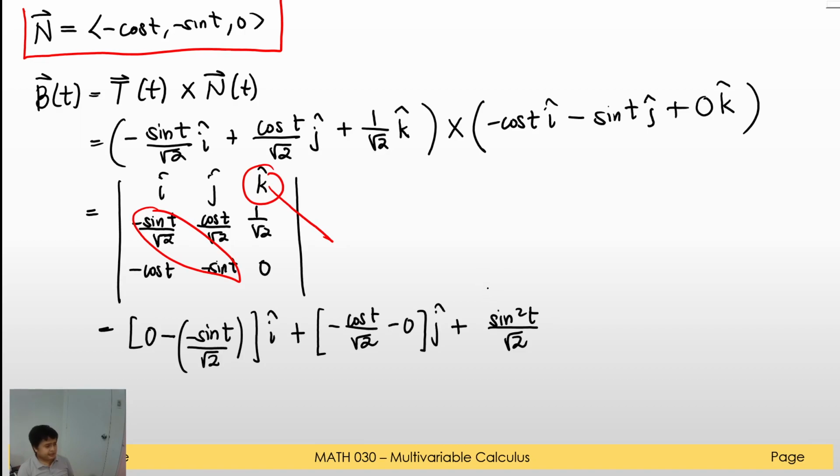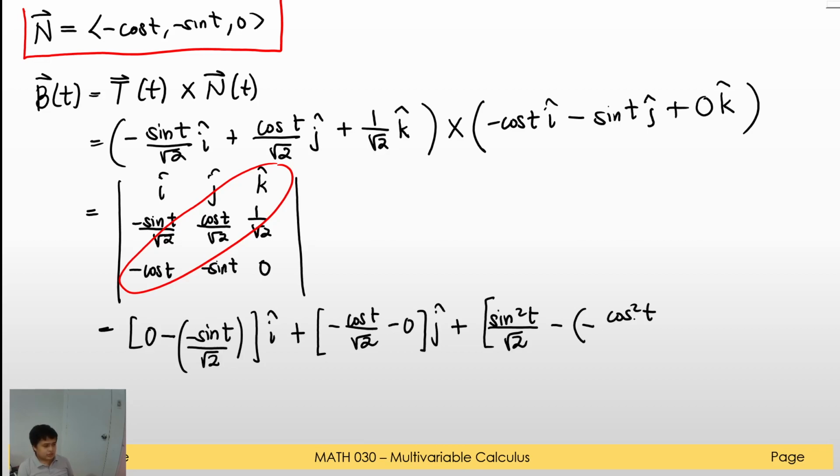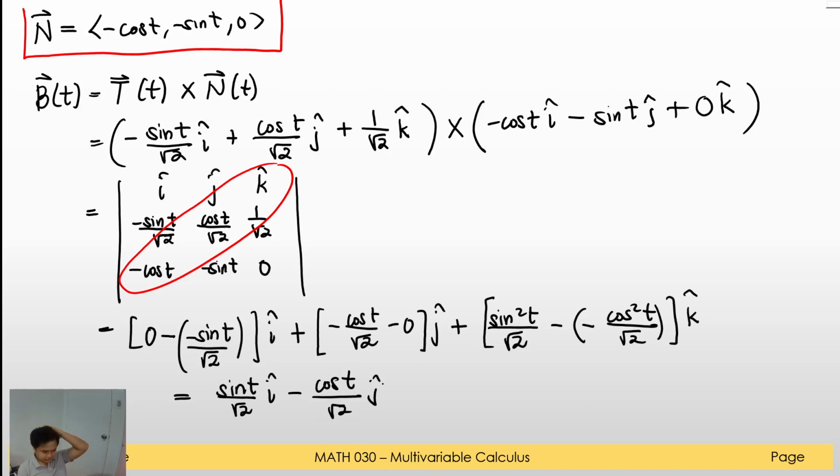And then what's next? So minus this. So minus negative cosine squared t over the square root of 2, and then k hat. Simplifying this, we have sine t over square root of 2 i hat. And then this will be negative, no? Negative cos t over square root of 2 j hat.